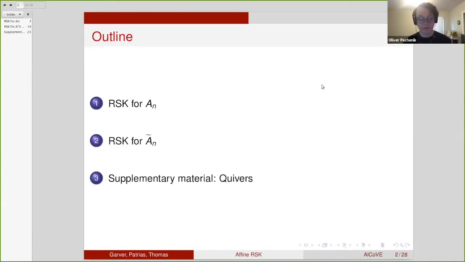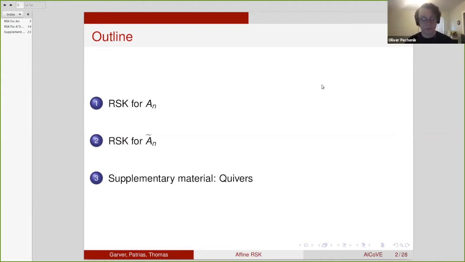Okay. So this is joint work with Al Garver and Becky Petrius, and it is a continuation of a project that we've been working on for a while now, using quivers to understand the RSK correspondence and to extend it to other Dynkin types. And we are currently working on extending it to affine type. The previous work, the work that's available on the arXiv, is doing other Dynkin types, and we're currently working on the affine story.